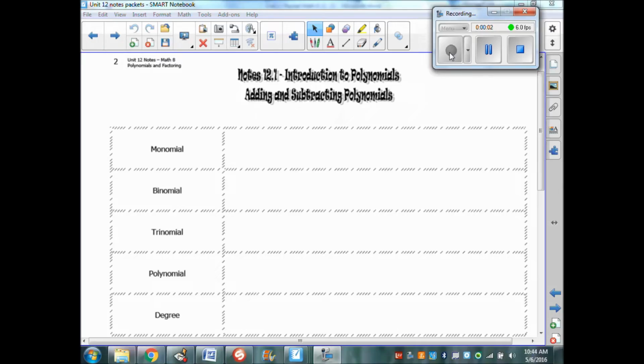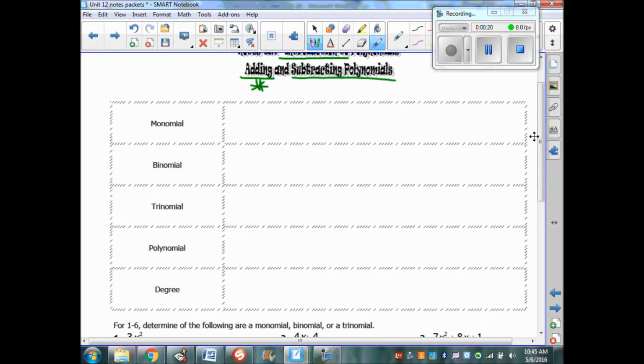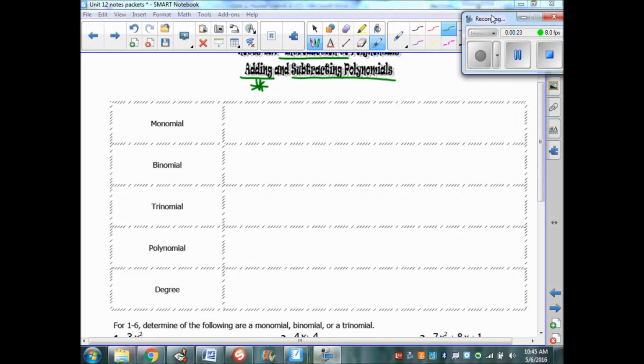Notes 12.1, Introduction to Polynomials and Adding and Subtracting. Today we're going to focus in on adding and then our intro, which is going to deal with some vocab. Next lesson we're going to deal with subtracting and we'll throw in some adding. So we're going to add on a little bit each day. So let's deal with some terminology first.